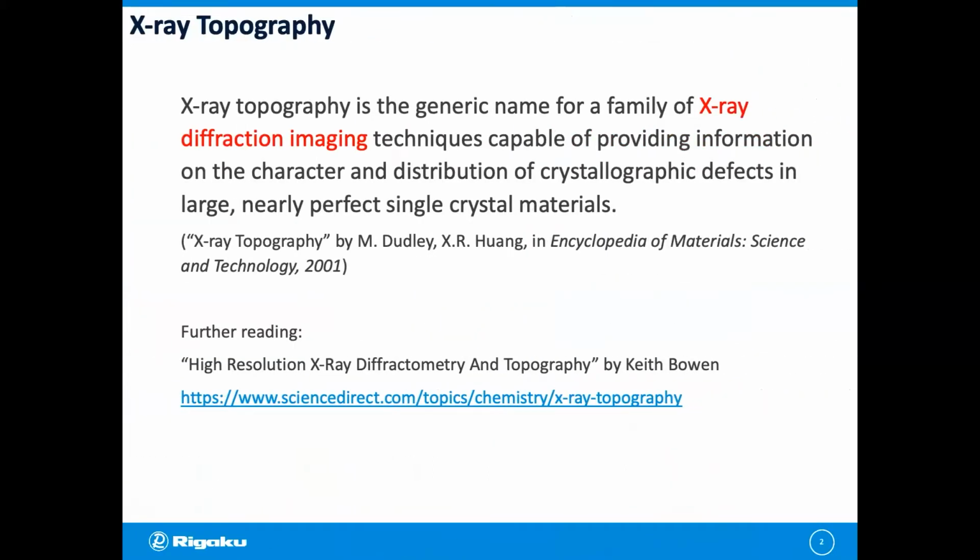In the literature, the definition of X-ray topography is that X-ray topography is the generic name for a family of X-ray diffraction imaging techniques capable of providing information on the character and distribution of crystallographic defects in large, nearly perfect single crystal materials. Nowadays, the X-ray topography technique is one of the most important methods for understanding single crystal substrates. This technique uses X-ray diffraction for imaging inside of the materials.